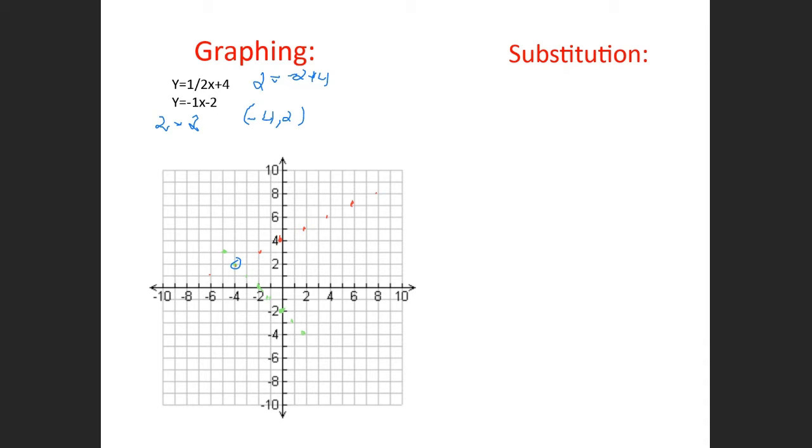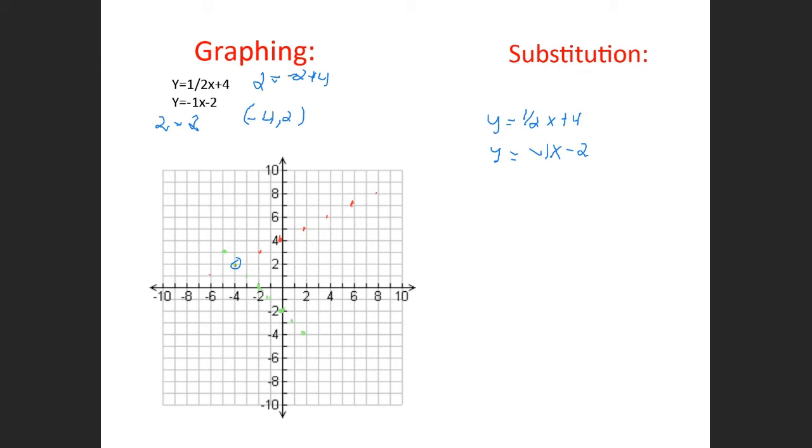Now I'm going to use substitution to see if I come up with the same answer. Now, remember the steps. The steps said that we have to rewrite one of the equations in one variable. So that means you have to rewrite one of the equations as y is equal to something or x is equal to something. Well, lo and behold, both of the equations are that way. So I have y is equal to 1/2 x plus 4. And I also have y is equal to negative 1x minus 2. So both of my equations are written as x equals or y equals. So awesome, step 1 is taken care of.